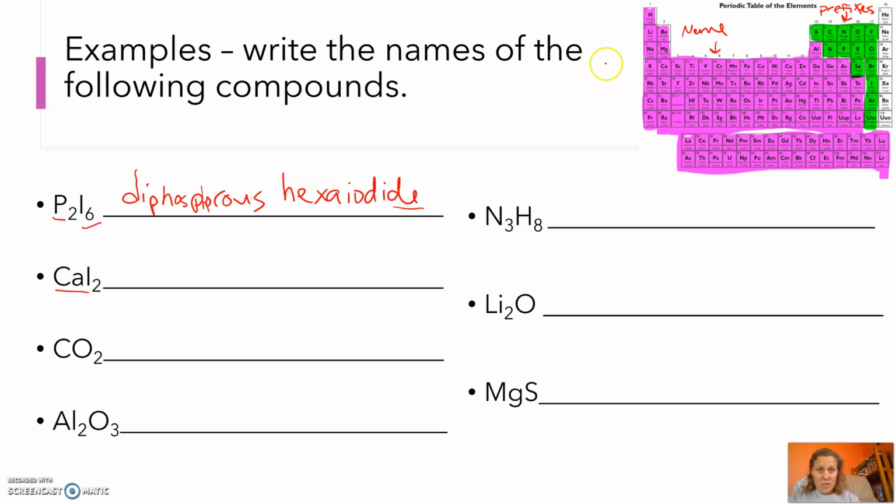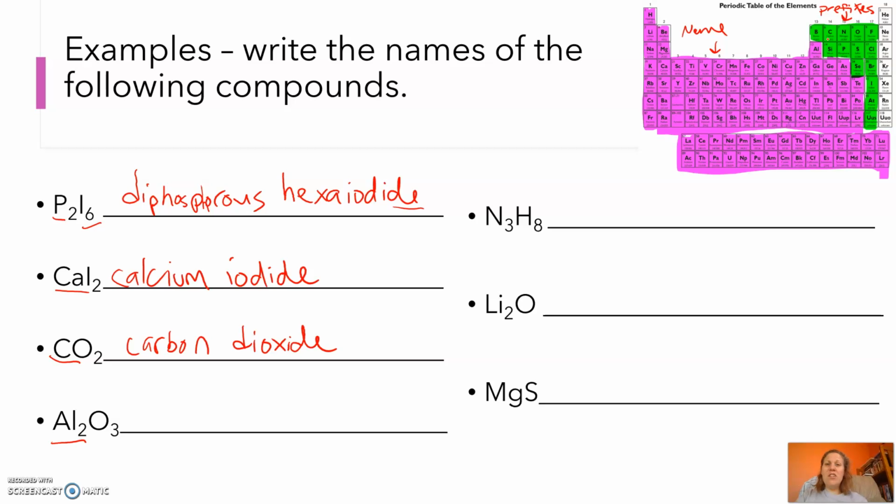Okay, calcium, pink. So you just name the two parts. That is calcium iodide. See? Carbon. That's 1. Carbon. Over here, green, prefixes. So remember, you don't use mono on the first. So that is just carbon dioxide. Okay, this is the one that people mess up every single time because aluminum is so close.